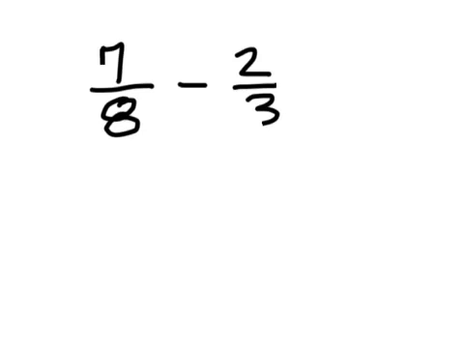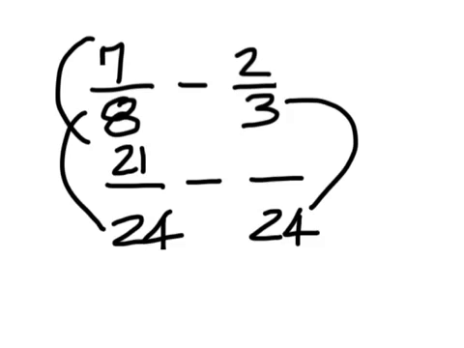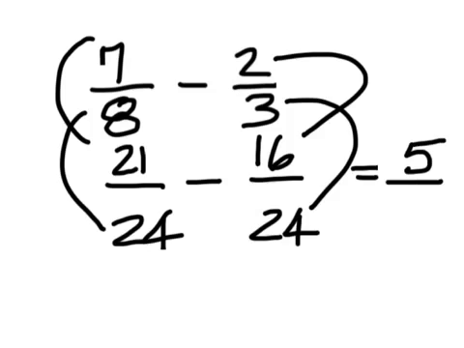Warm-up number 2, 7 over 8 minus 2 over 3. The solution on this one is to have a common denominator of 24. That means you're multiplying 8 by 3. So 7 by 3 is 21. 3 by 8, 2 by 8 is 16. 5 over 24.